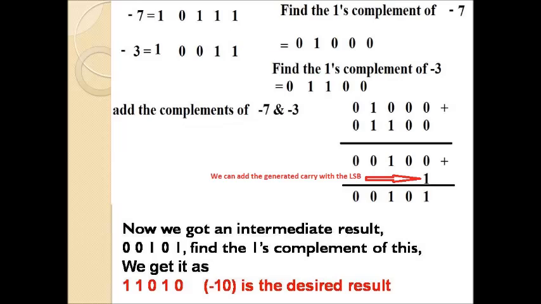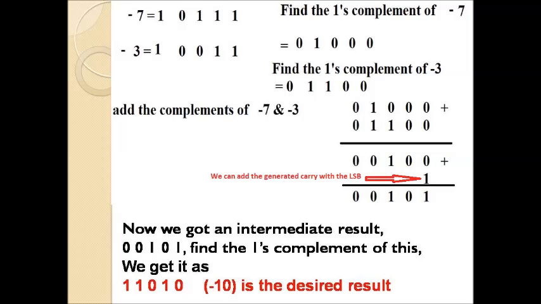Okay, here we are given two numbers, both negative, minus 7 and minus 3. As usual, we always find the ones complement of the negative number. So here we have to find the ones complement of both numbers, minus 7 as well as minus 3. First you can see the binary equivalent of minus 7, it is written there, and the binary equivalent of minus 3, it is written there. First we are finding the ones complement of minus 7, by replacing each 0 with 1 and each 1 with 0. And similarly we get the ones complement of minus 3.